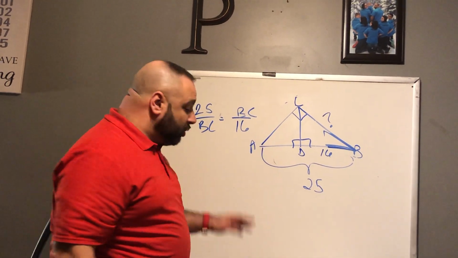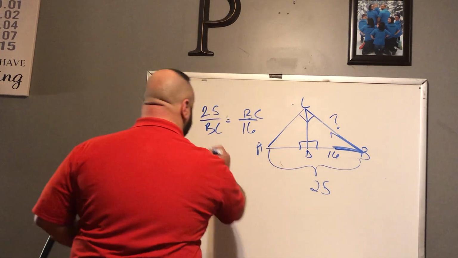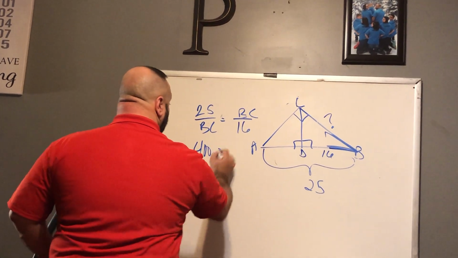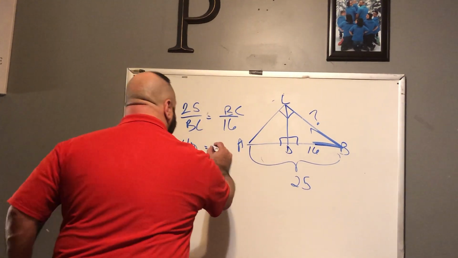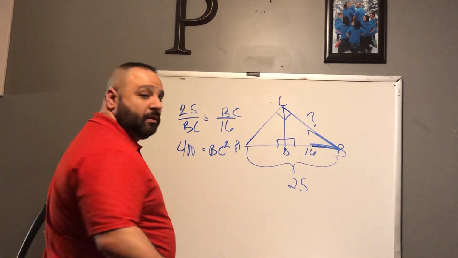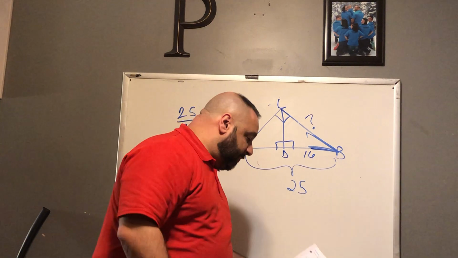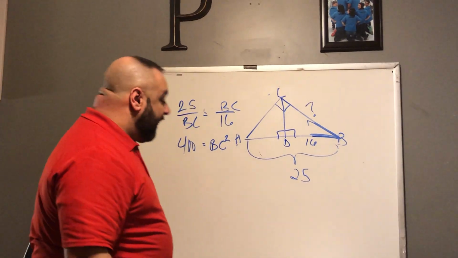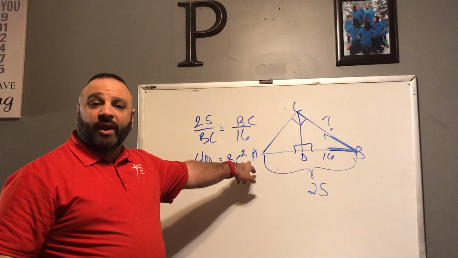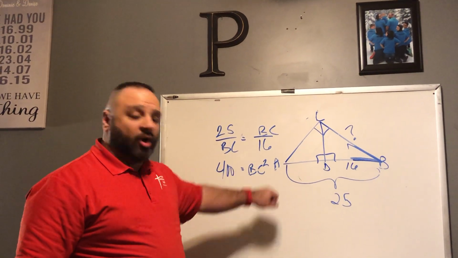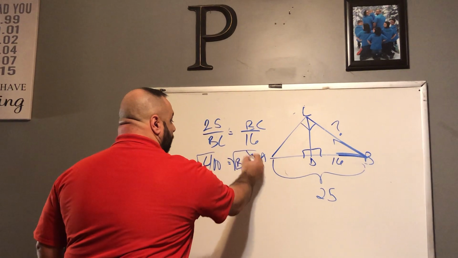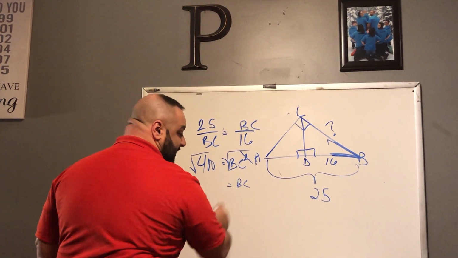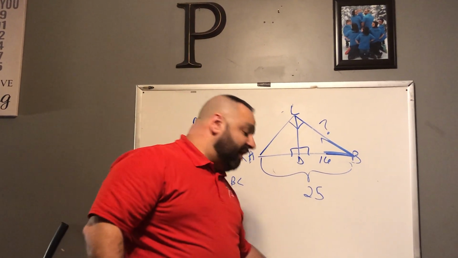So now, if we multiply that, our product of our extremes is equal to our product of our means. So 25 times 16 would be 400. And BC times BC would be, good, BC squared. Excellent. Now, how do I eliminate the exponent? Draw a radical sign. Very good. Find the square root of both sides. So we eliminate that. So BC is equal to, what is the square root of 400?